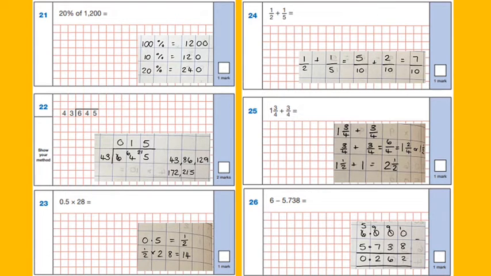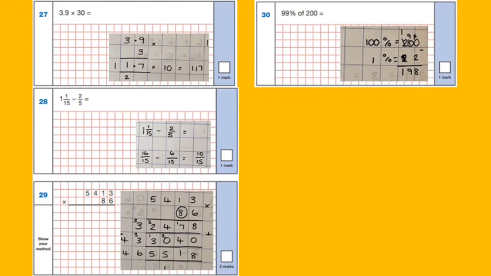Number 26, 6 take away 5.738. You would not believe how many children get this question wrong by putting the 6 underneath the 8. That's not how this works. You have to put the 5 underneath the 6, as you can see in my method, and I have put a decimal point and 3 placeholders there because I was going to do some exchanging across the place values. So your answer for that one is 0.262.